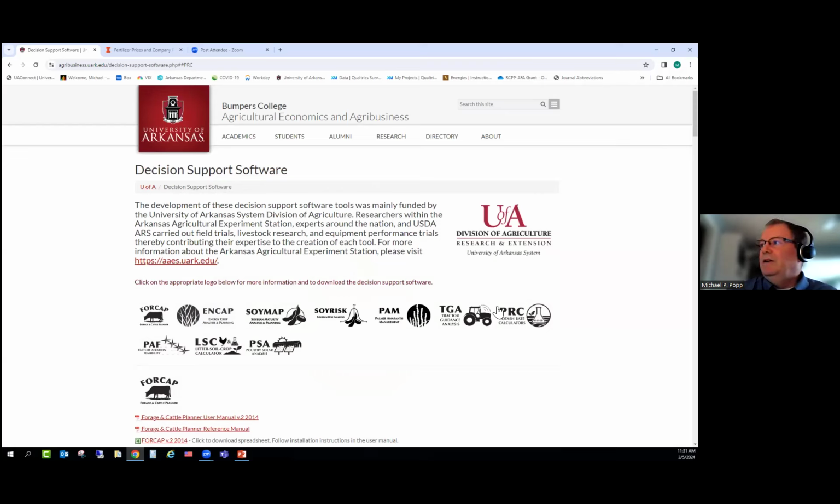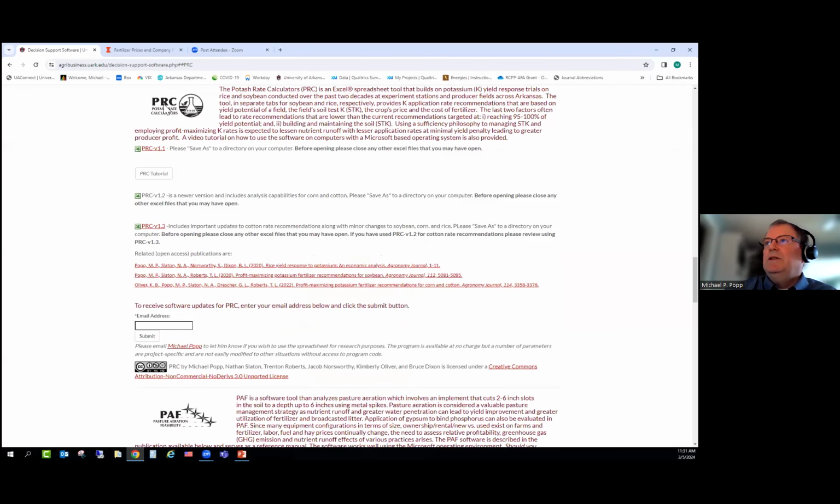Decision support software. Great. So here's the PRC tool. I like to demo this because sometimes the computers throw a monkey wrench into things. So if you go to the PRC tool and download the most recent version of PRC, and then you update or look at that one. My computer's not the fastest anymore. I'm about to get a new one at the end of this week, in fact. There we go.